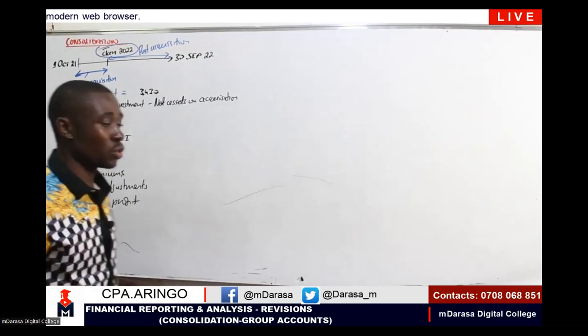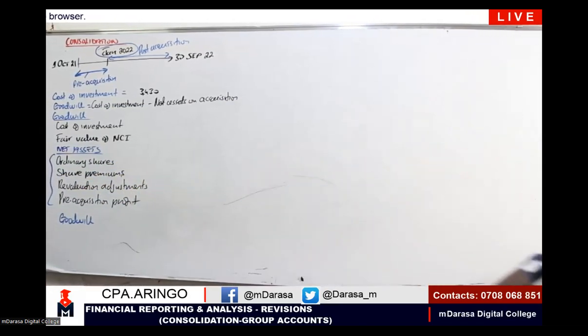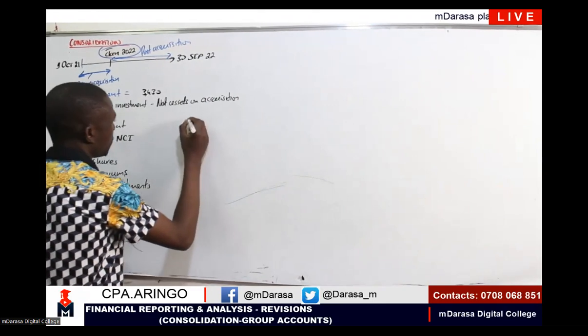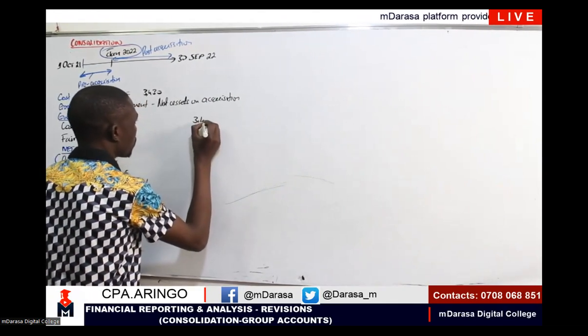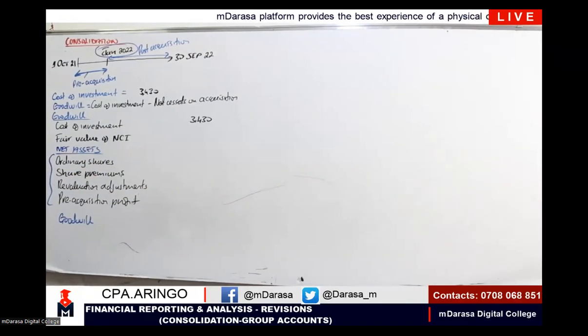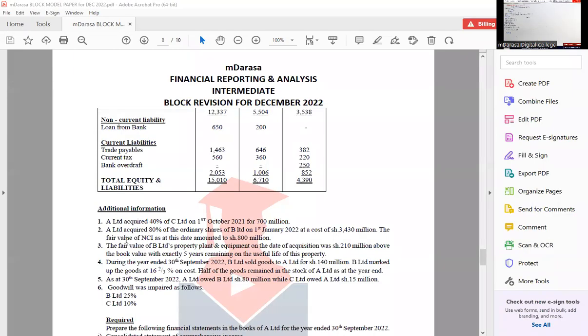So let's jump to the question and see what we'll be having. At this point, that is our cost of investment. We're having 3430. What about NCI? Fair value of NCI. Were we given the fair value of NCI? Check it out. Note 2: A Limited acquired 80% of the ordinary shares of B on 1st January at a cost of 3430. The fair value of NCI as of this date amounted to 800 million.